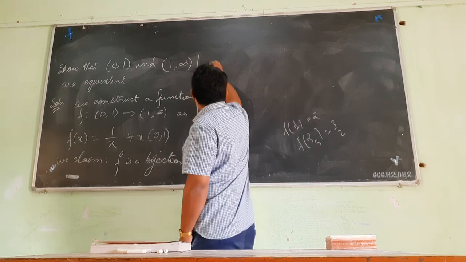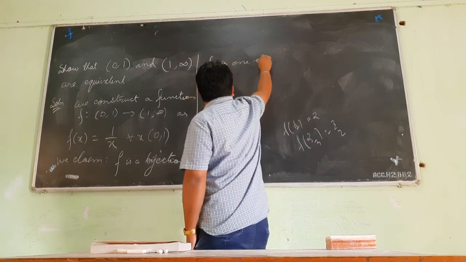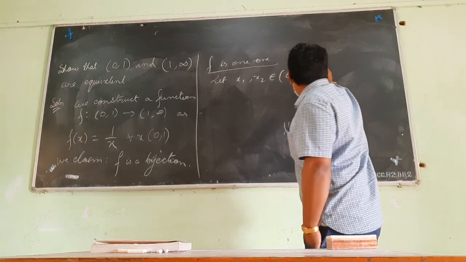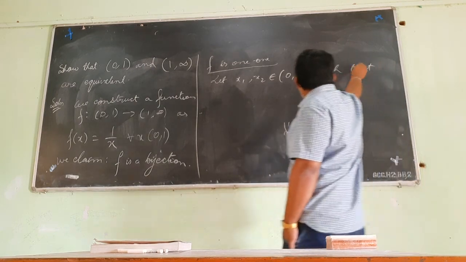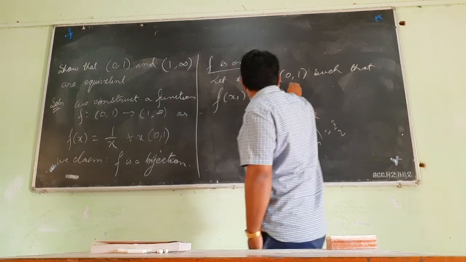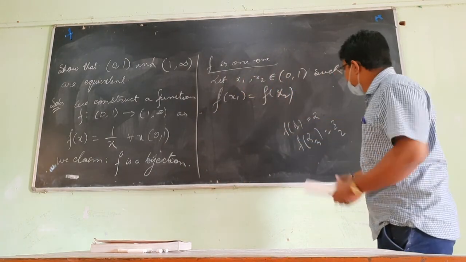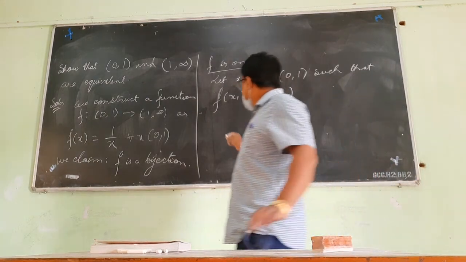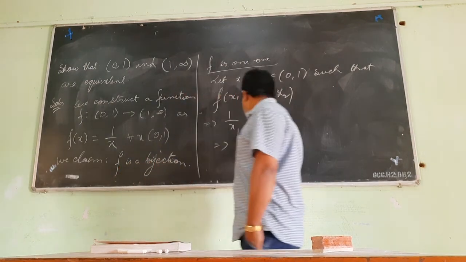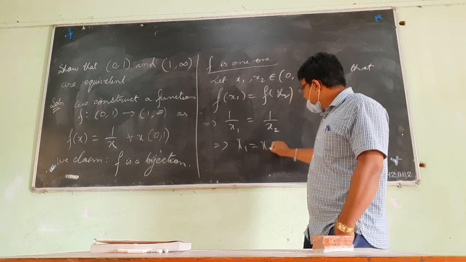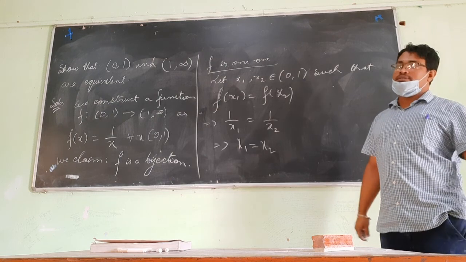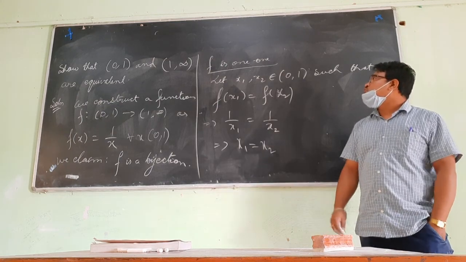So first I will show f is one-one, very simple. Let x1, x2 belong to (0, 1) such that f of x1 is the same as f of x2. Then I have to show that the elements are equal. F of x1 is 1 by x1, and f of x2 is 1 by x2. Just take the reciprocal or cross multiply, and you get x1 is the same as x2. So if two numbers have the same reciprocal, the numbers are actually equal. This shows that f is one-one.